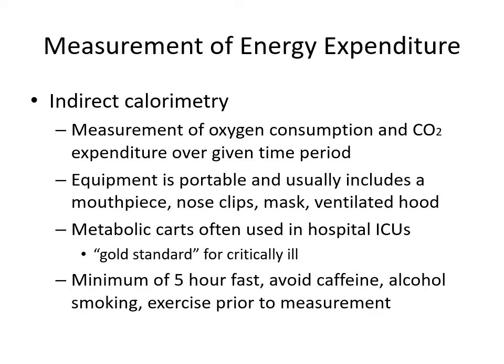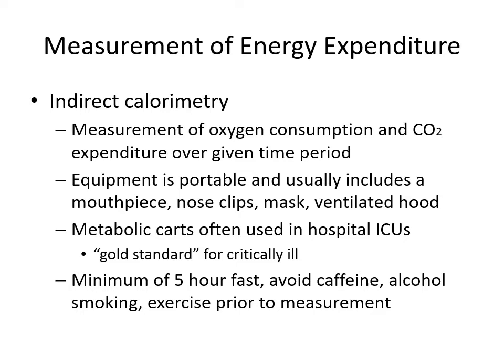What you'll most often see is indirect calorimetry. And so this is a measurement of oxygen consumption and CO2 expenditure over a given period of time. Now the equipment is portable, so again this is what's called a metabolic cart. So this is a mouthpiece, nose clip, mask, and a hood, along with a unit about the size of an old desktop computer. That's where the actual O2 and CO2 sensors are.